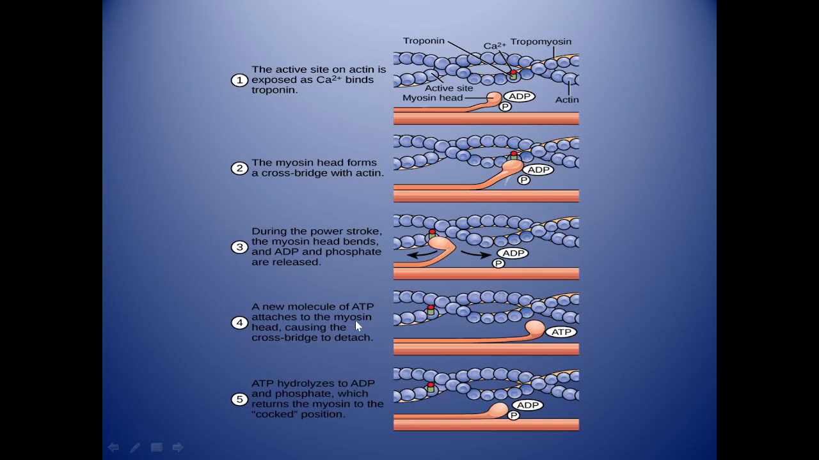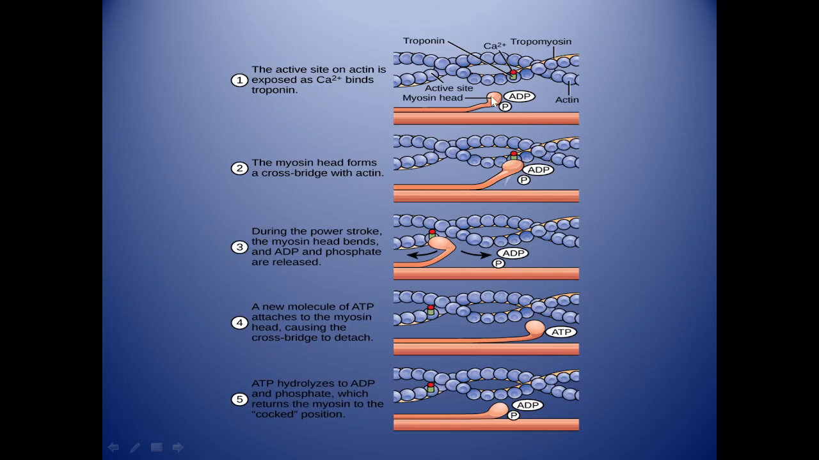A new molecule of ATP attaches to the myosin head, causing the cross bridge to detach. So when ATP attaches, the cross bridge will be broken and it will go back to the relaxed position. ATP hydrolyzes to phosphate, which returns the myosin to the cocked position. That means again it will go to the original position. Further, when stimulated again, it will attach and move this side. So it goes on in a continuous manner.